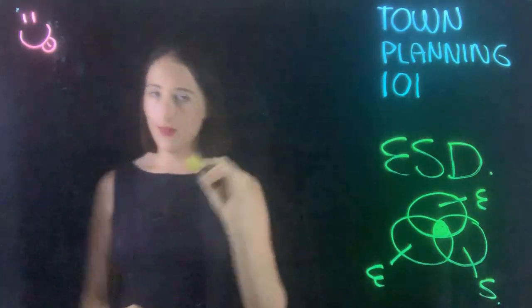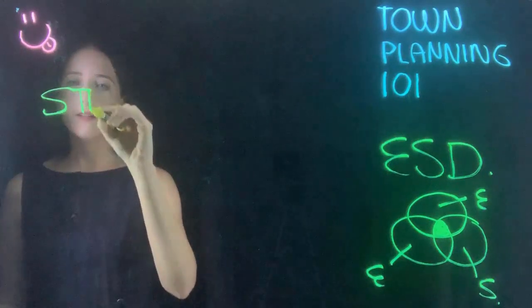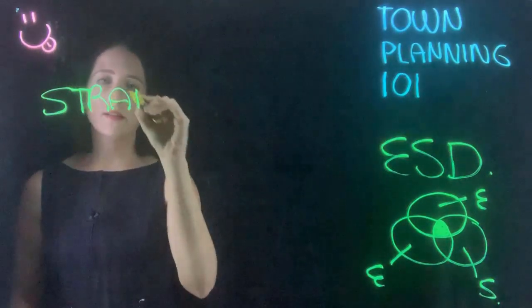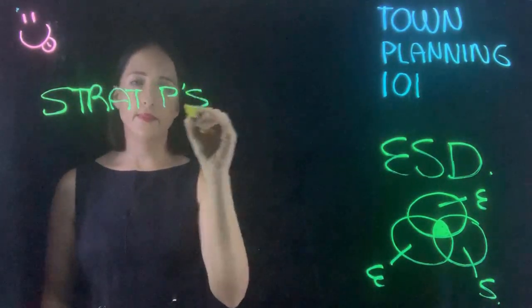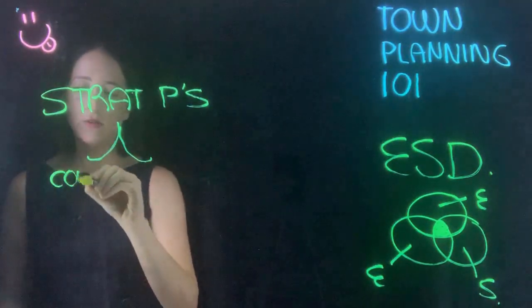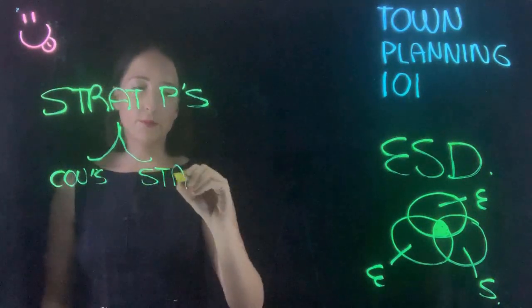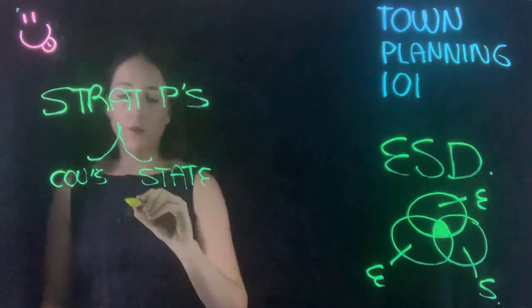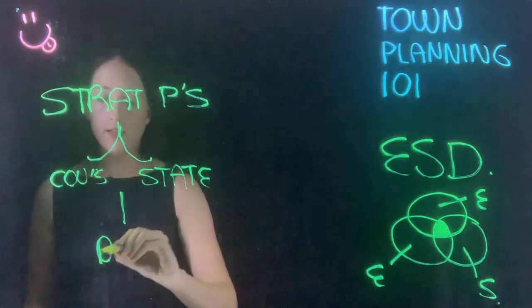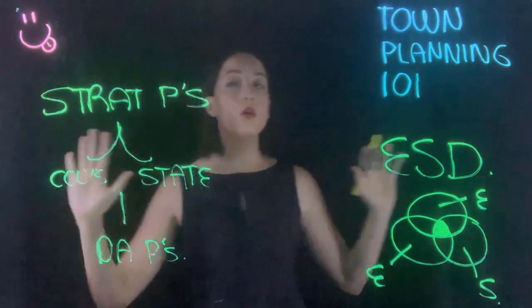How do we get that? Okay, let's talk framework. Up the top, we're going to go strat, P's. Then we're going to come down. We're going to go counts. And we're going to go state. I will explain this, don't worry. And then we're going to go down to DABs. Okay, what does this all mean?